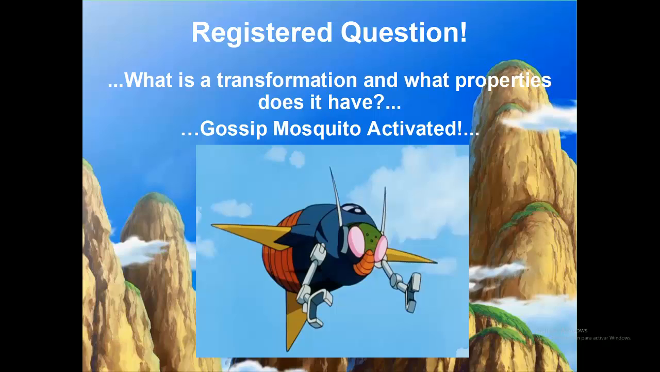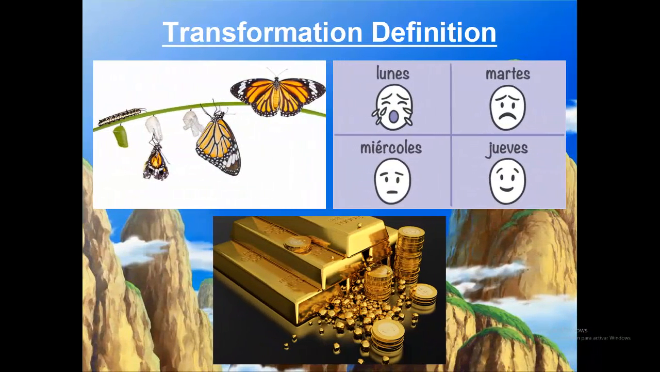3, 2, 1, start! First of all, what is a transformation? This is a series of steps in which you change something we have into something different but without changing what it really is. We can see this as an example when an insect changes until it becomes an adult, when we manipulate the metal to make it a bar, and when our mood changes during the week.